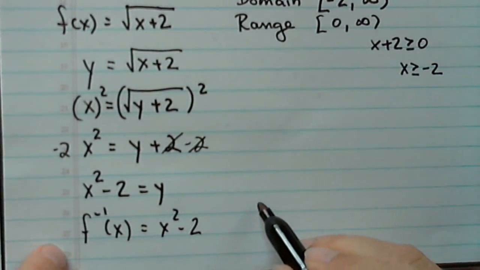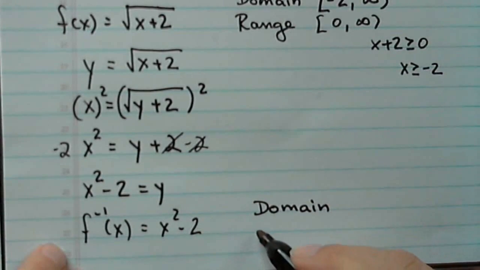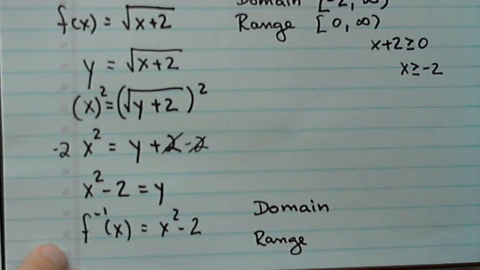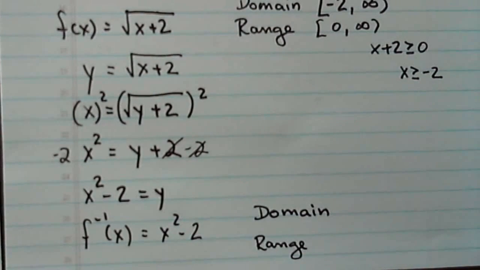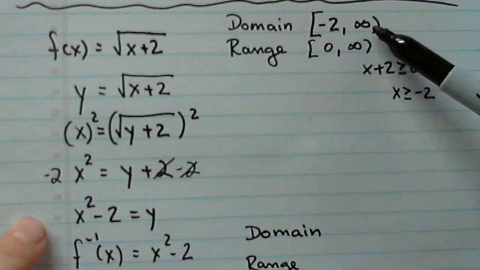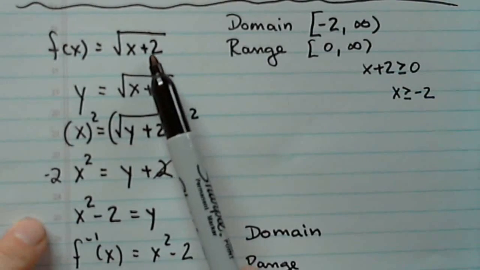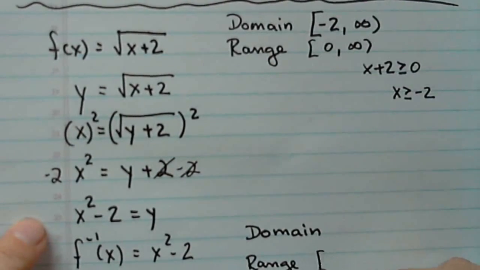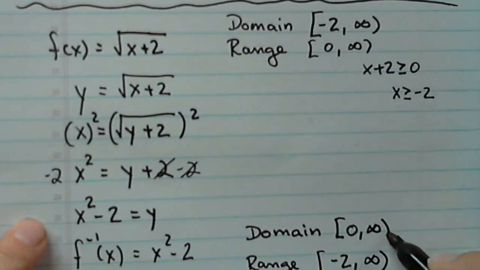Okay? Now I wish to find the domain and range of this inverse, which is a parabola. However, since a parabola that goes over the entire domain is not 1 to 1 and therefore doesn't have an inverse, we need to use the domain and range from our original function. The domain of the square root of x plus 2 becomes the range. So the range is negative 2 to infinity, and the range of the original becomes the domain, which is 0 to infinity.